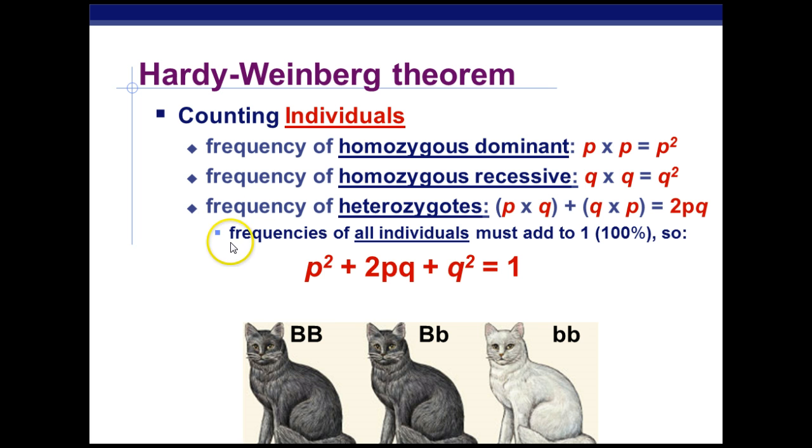Now also remember that all these added up, P squared, Q squared, and 2PQ, must be equal to 100%, or 1. So here's our Hardy-Weinberg equation. P squared plus 2PQ plus Q squared equals 1. That's the one you're going to use to answer these problem questions and on the exam. So get that in your notes.